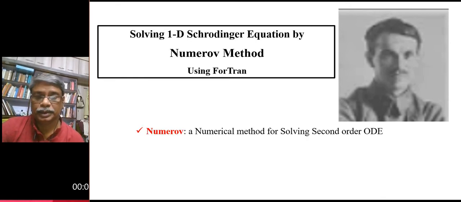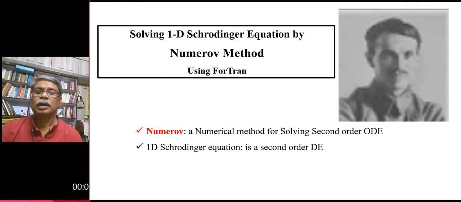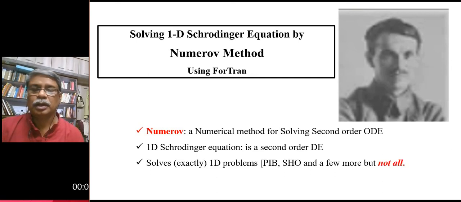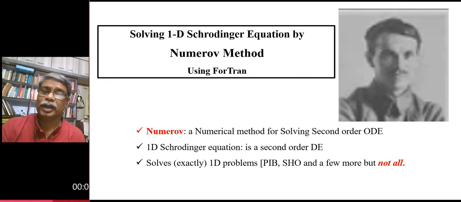Basically, it's a numerical method for solving second-order ordinary differential equations. And the Schrodinger equation, one-dimensional, is a second-order differential equation. So, we can apply the Numerov method for solving such problems. Particularly, as examples, we can solve the one-dimensional particle in a box problem, the simple harmonic oscillator (SHO) problem, and of course a few more problems. But it's not that any one-dimensional potential can be solved by this method.